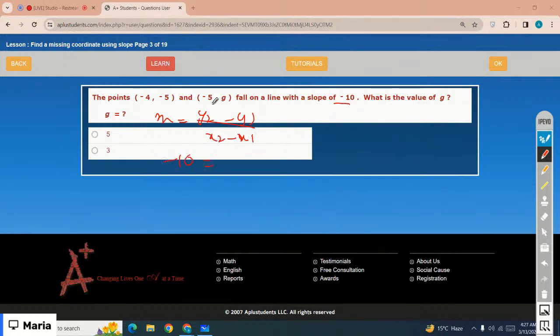Negative 10 equals y2, g, minus negative 5, divided by negative 5 minus negative 4. So that would be negative 10 equals g plus 5 over negative 5 plus 4, which is negative 1. So that is g plus 5 equals 10. Subtract 5 from both sides. So g equals 10 minus 5, which is 5. So g equals 5. Got it?